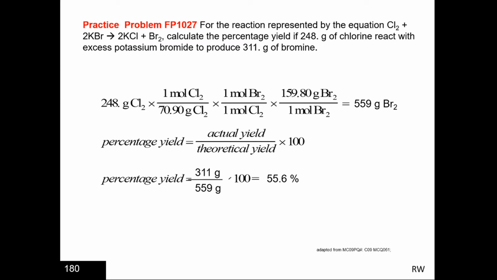But how much did you really make? Theoretically, in a perfect world, you could have made 559, but you only made 311. Oh, wow. So that's not the greatest percentage, but, as chemical reactions go, 311 divided by 559 times 100 gives you 55%.